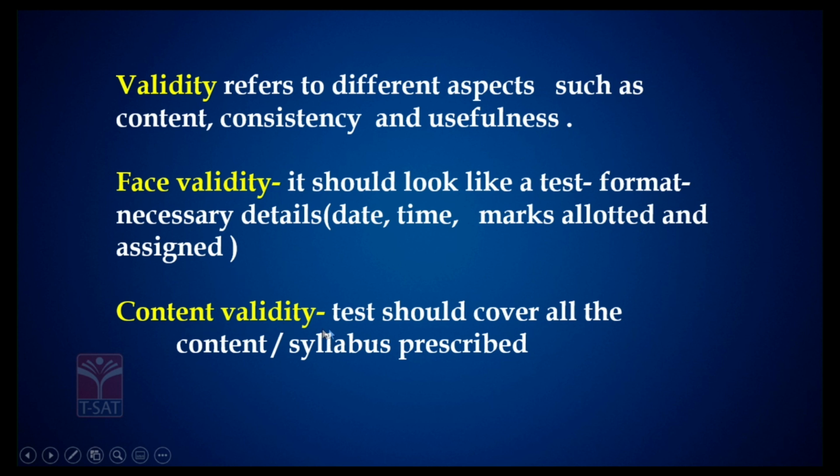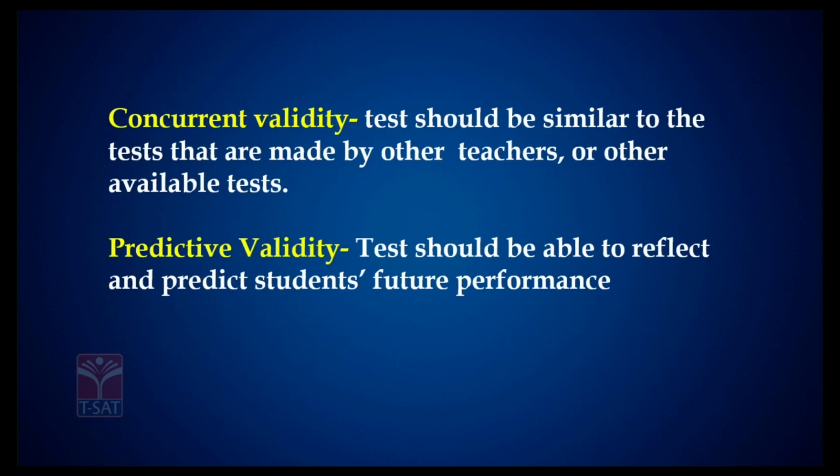And content validity, a test should cover all the content or syllabus prescribed. For example, for a test 2 or 3 units are prescribed and all the test items are taken from just one unit, it will not have content validity. And concurrent validity refers to the test should be similar to the tests that are made by other teachers or that are administered previously or other available tests. So, this is concurrent validity. We cannot come out with a totally new format or totally new concepts in a test, and a test should be similar to the tests that have been administered before.